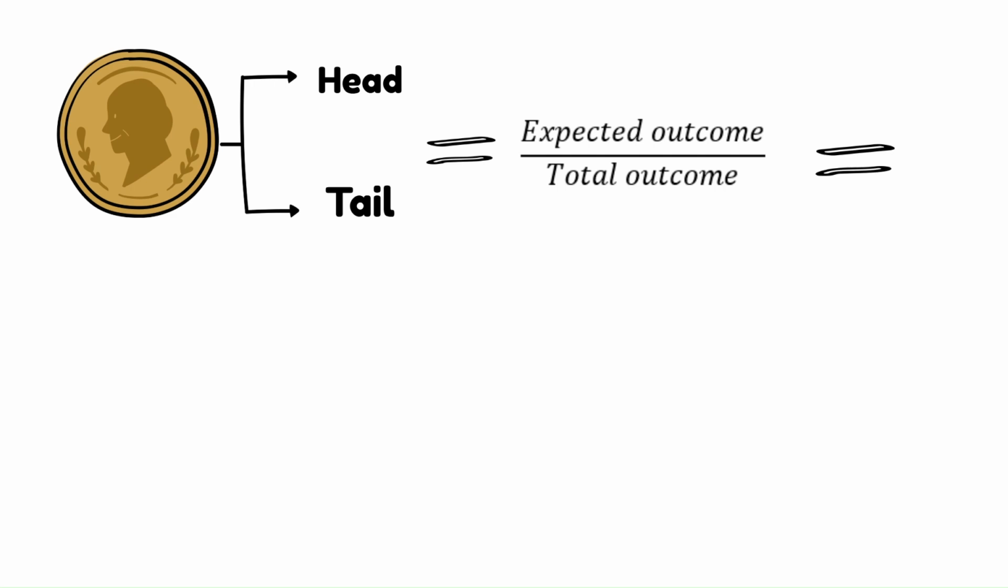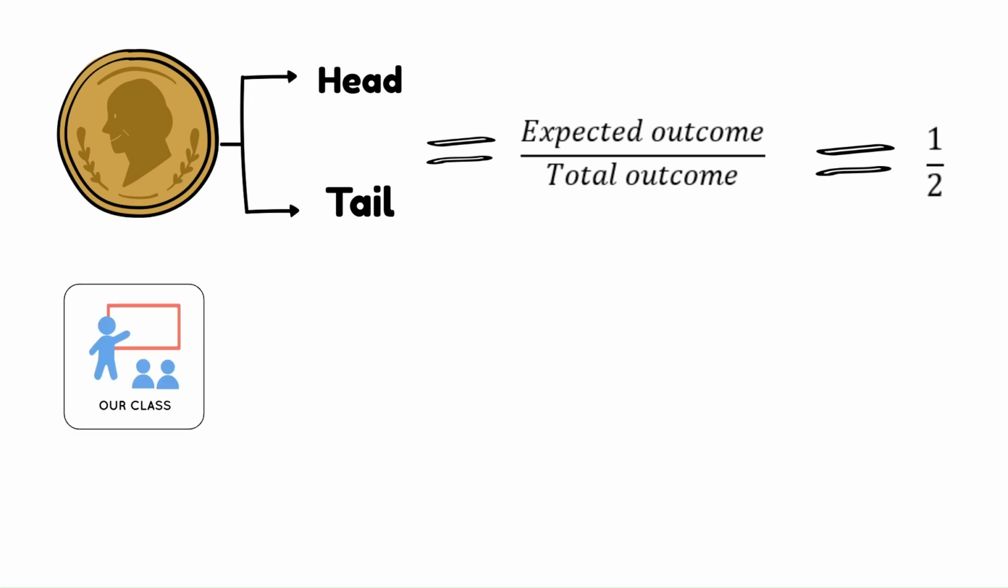There are no other possibilities when tossing a coin. So the expected outcome is one, I mean either head or tail. So it's one by two. From this we understand there's a 50% chance of getting head or tail if we toss a coin.